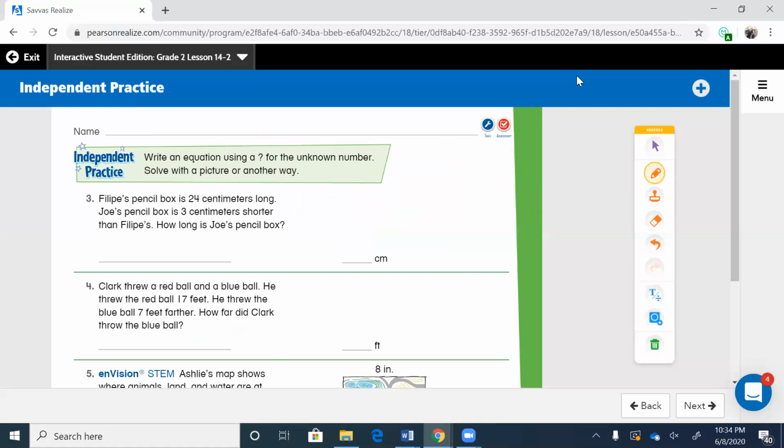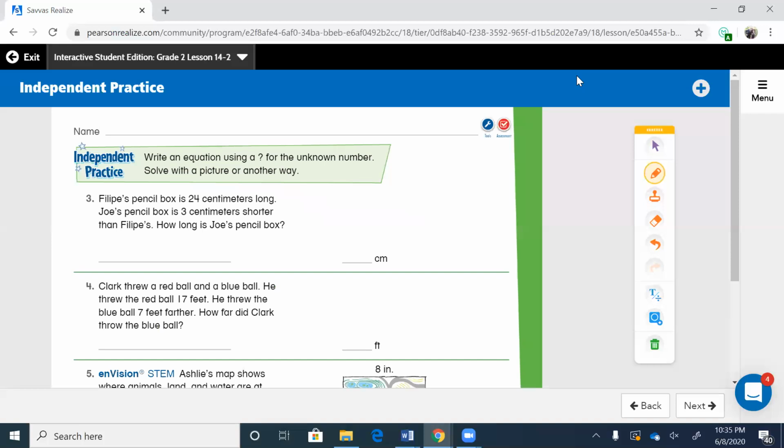All right. Felipe's pencil box is 24 centimeters long. Joe's pencil box is 3 centimeters shorter than Felipe's. How long is Joe's pencil box?